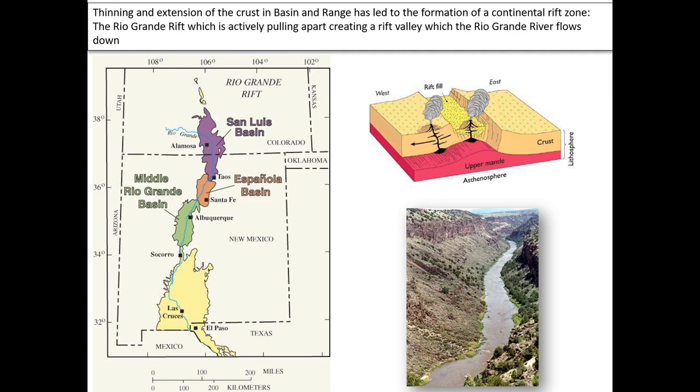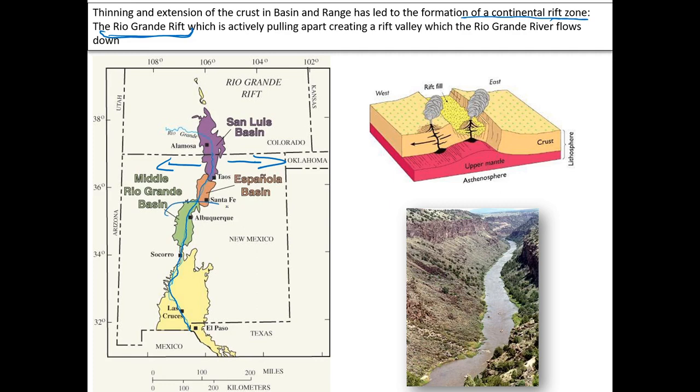So part of the basin and range also, this thinning and extension of the crust led to the formation of actually a whole continental rift zone. So right now, the Rio Grande Rift is an active continental rift. Someday, this is going to rip our country into two pieces, you know, not right now, but someday it probably will, because the Rio Grande, it's ripping across here, and it's filling up with a river. Okay, that's why the Rio Grande flows where it flows. It flows down this rift valley, and it's creating a lot of volcanism around here.